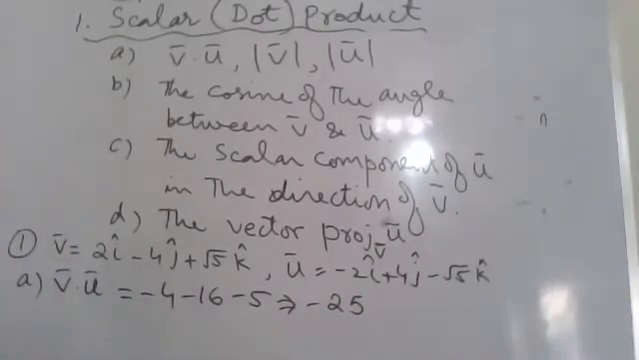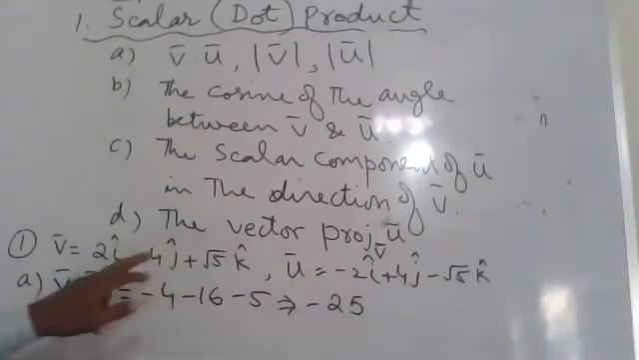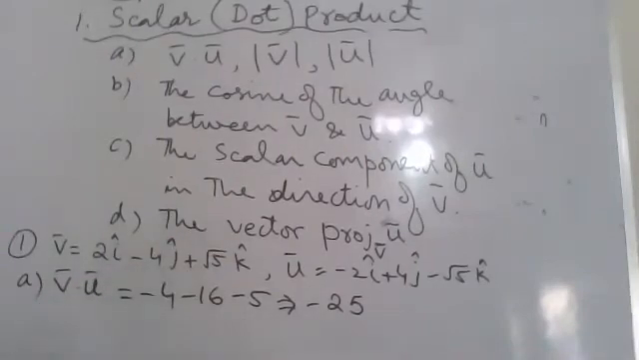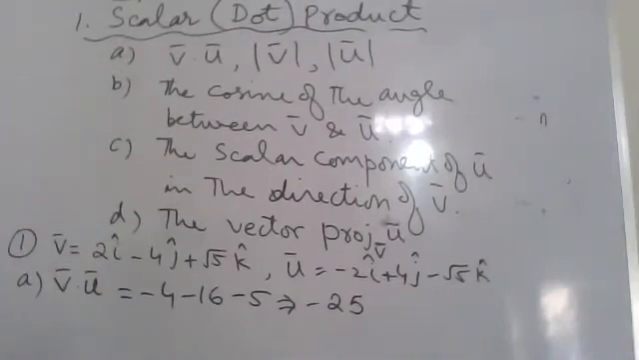So v dot u is the i component multiplied with the i component, the j component multiplied with the j component, and the k component multiplied with the k component. The answer is equal to minus 25. This is v dot u. Now the second part, the magnitude of v and the magnitude of u.